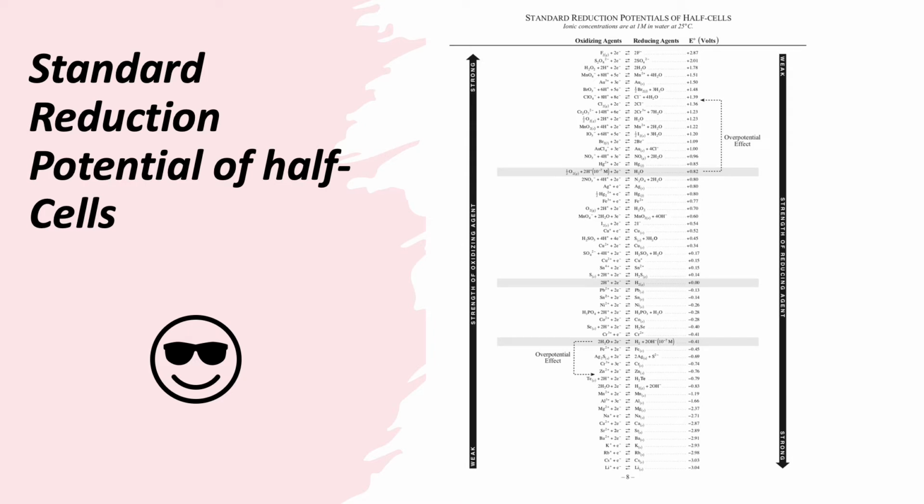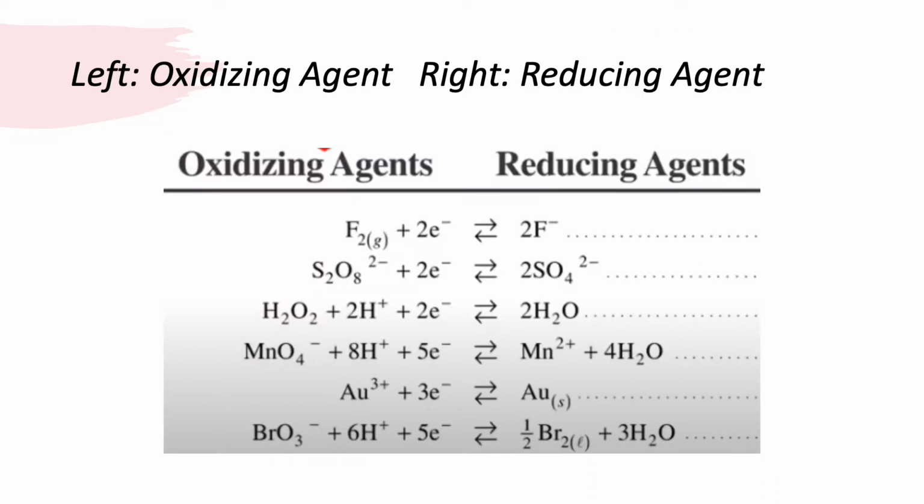To determine whether a spontaneous reaction will occur, the first thing we need to do is look at the standard potential reduction table. This table will tell you which species have a greater tendency to oxidize than others, and which species have a greater tendency to reduce than others. Remember, oxidizing agents are on the left side of the table, while the reducing agents are on the right side of the table. All the half reactions on this table are written as reduction half reactions, and the oxidizing agents are all gaining electrons.